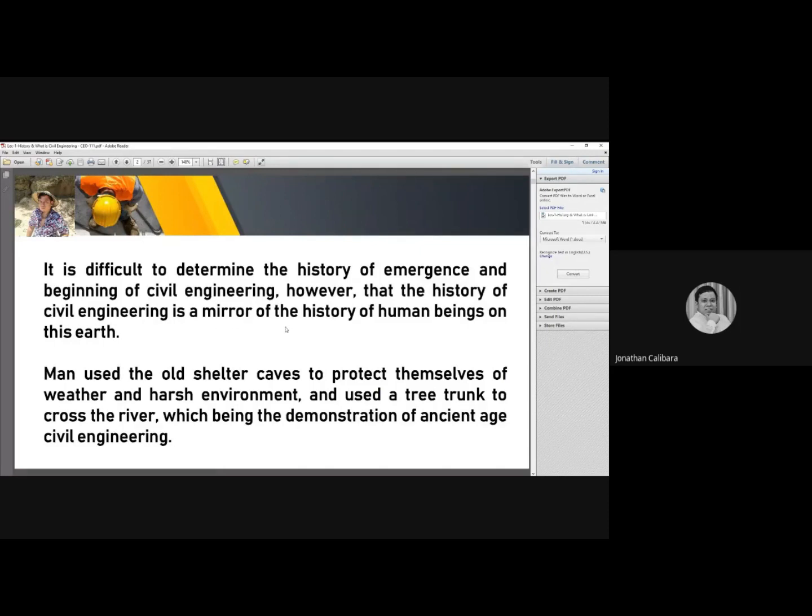The second statement here is that man used the old shelter caves to protect themselves from weather and harsh environment, and used tree trunks to cross the river, which is a demonstration of ancient age civil engineering. So as I have said earlier, class, what they had before was just a simple living.